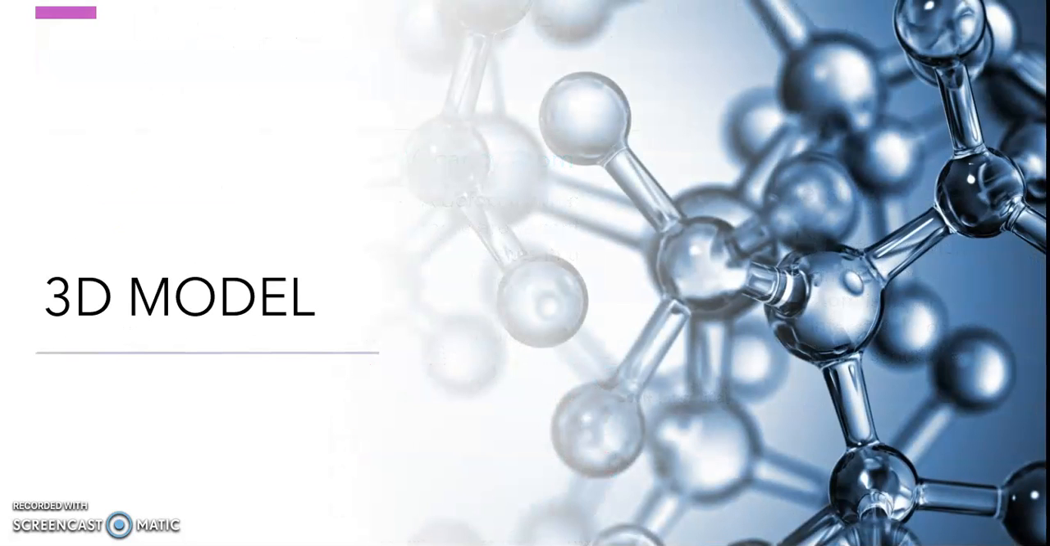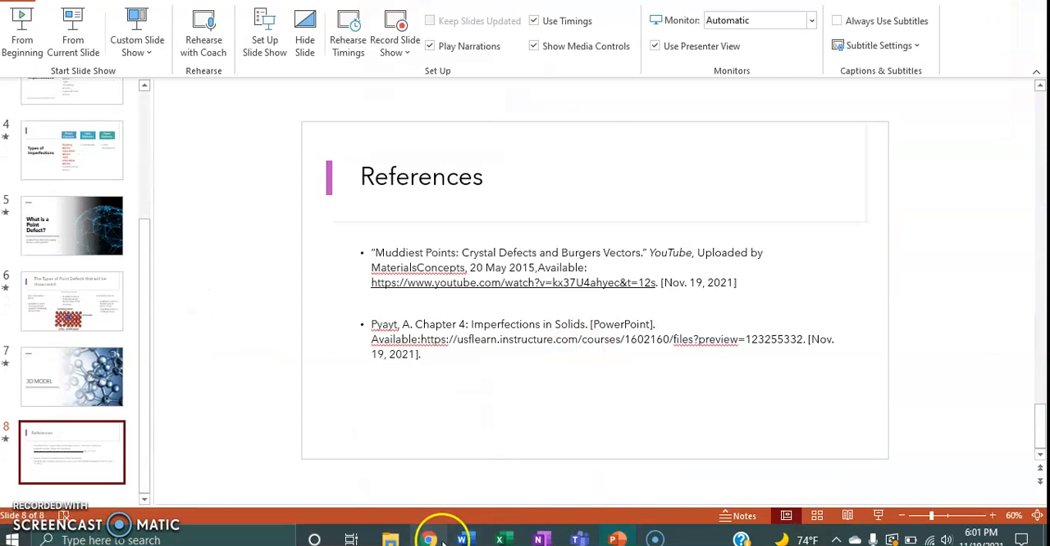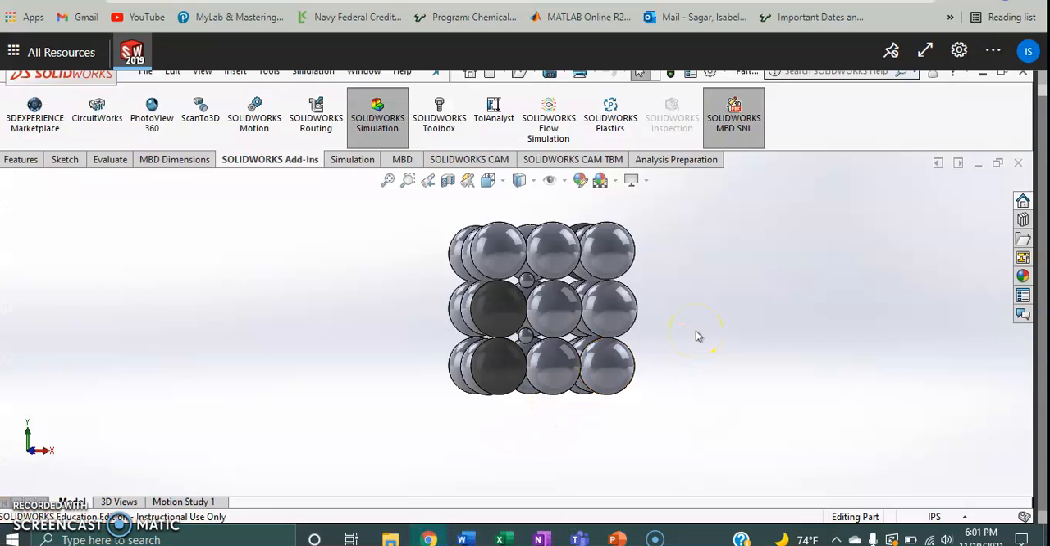So now I will showcase my 3D model that includes those three point defects that I mentioned previously. So here is my 3D model, and right off the bat you can see that the first defect shown here is the interstitial model, which are these atoms here that are right in the middle of the other atoms.